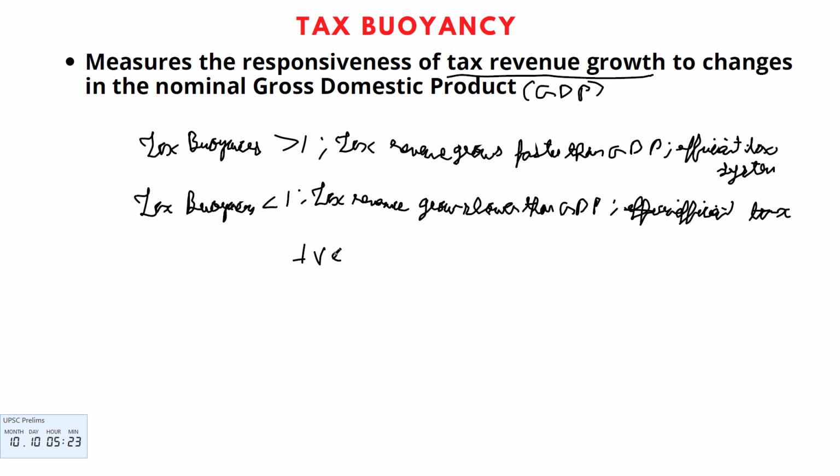A high tax buoyancy is desirable as it indicates that the government's revenue automatically increases with economic growth, which provides more resources for public spending without needing to raise taxes frequently. This is tax buoyancy. That is, it measures the responsiveness of tax growth to the changes in the nominal gross domestic product. So this is one concept which we must know.